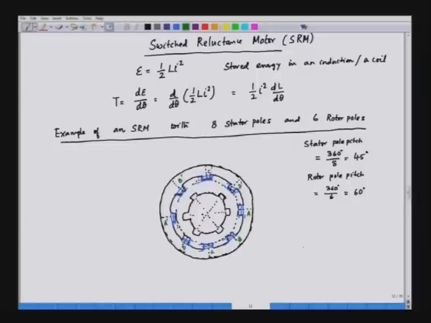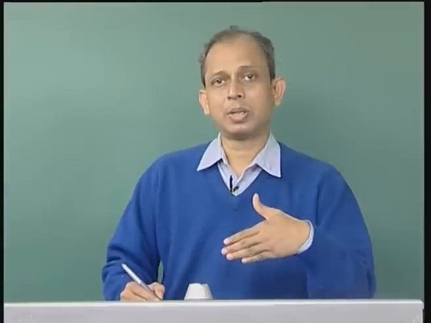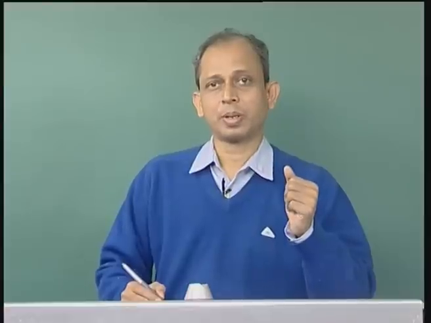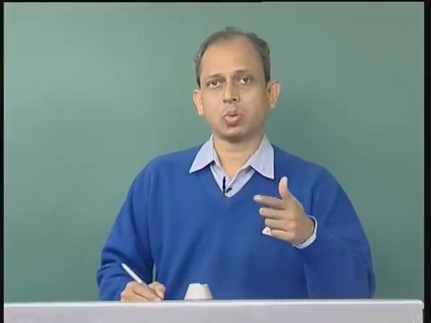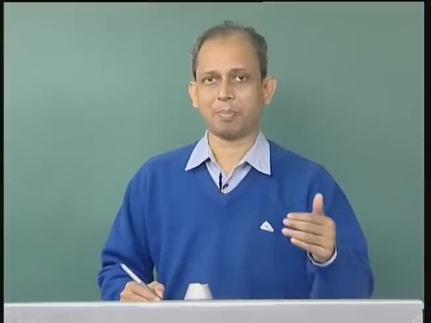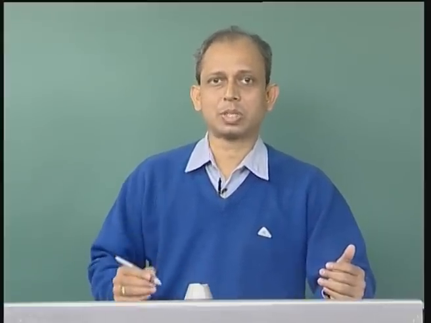So, in this case we have 4 phases and the phases are A, B, C and D. Although we have an 8 pole structure, we have 4 phases and each phase has 2 windings: A and A prime, B and B prime, C and C prime, and D and D prime. So, this is the structure of the stator.